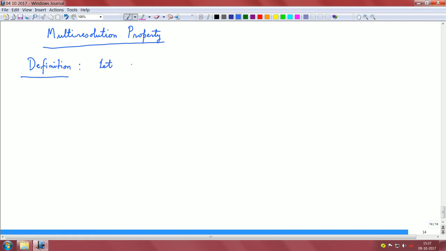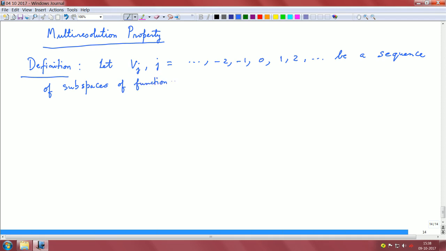Let V suffix j, for j equals dot dot dot minus 2, minus 1, 0, 1, 2, dot dot dot, be a sequence of subspaces of functions in L2(R), right. They are basically square integrable functions.